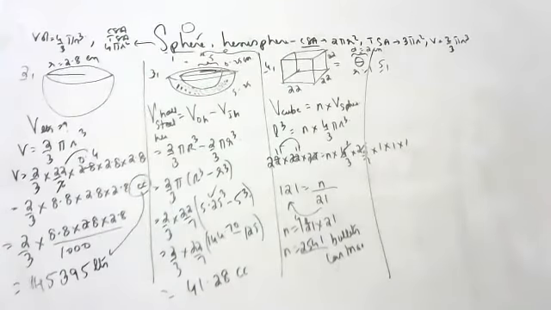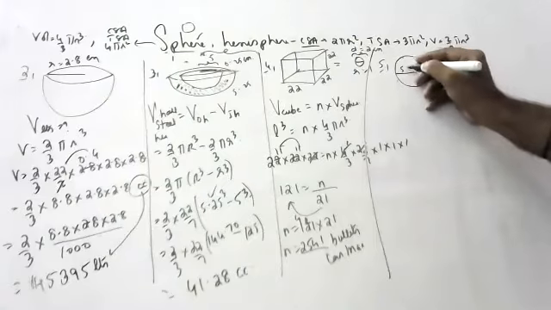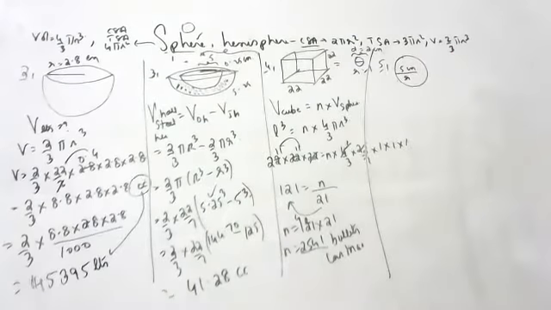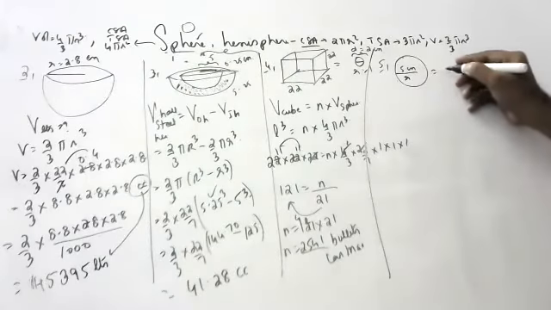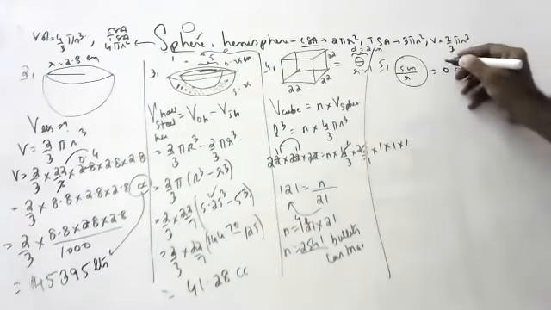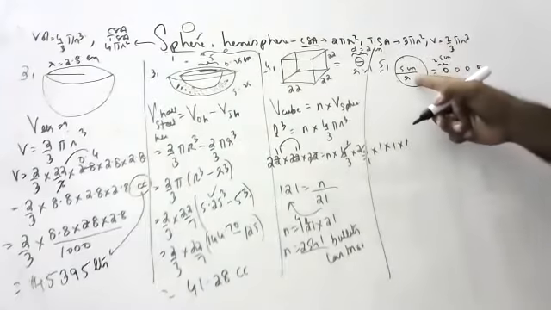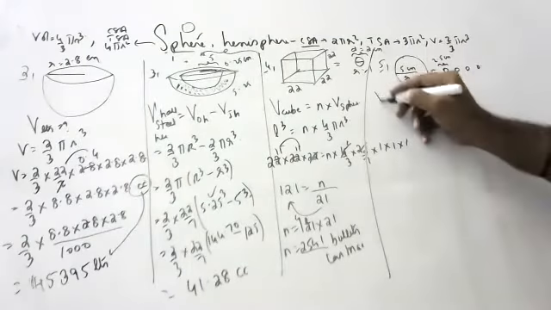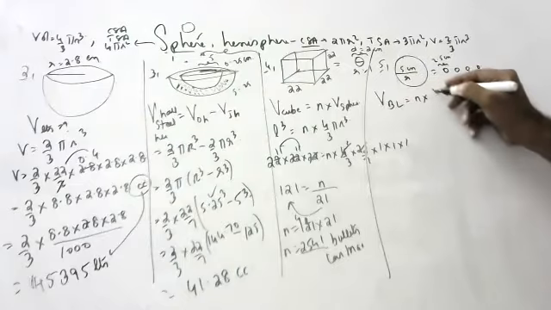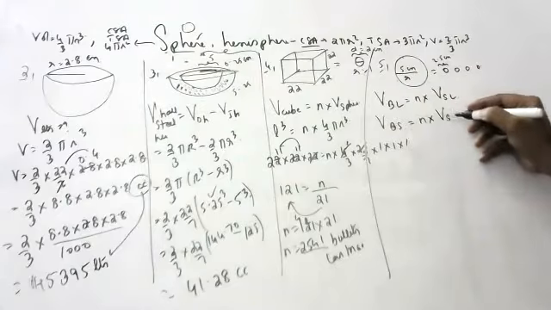A shopkeeper has one laddu of radius 5 centimeters. He is converting this laddu into small laddus of radius 2.5 centimeters. From this big laddu, how many small laddus can he make? Volume of big laddu is equal to n into volume of small laddus. Volume of big sphere is equal to n into volume of small sphere.